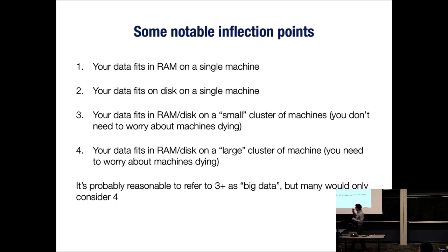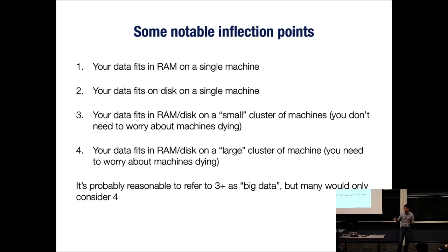And the third category here is what I'm calling where your data will fit on disk or RAM in a relatively small cluster. And small here is all arbitrary, but my distinction between small and large is that in a small cluster, you can be pretty confident that no machine is ever going to die, or it's going to be a relatively rare occurrence that a machine will just die.